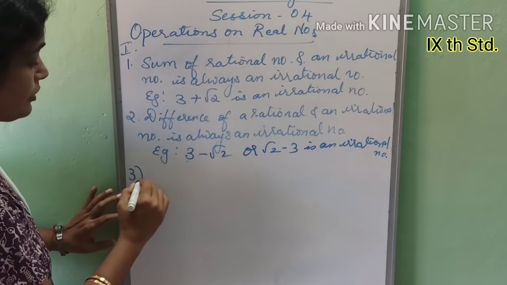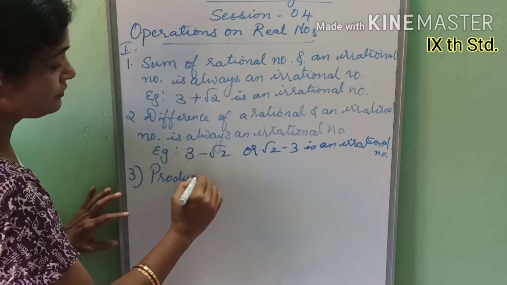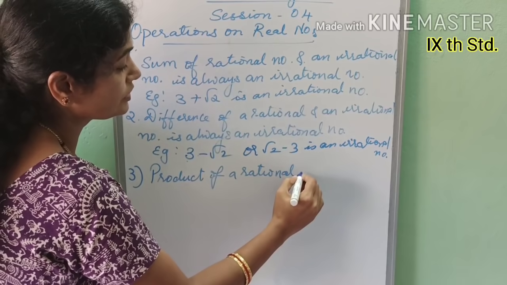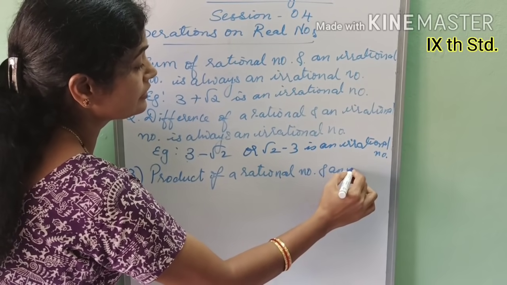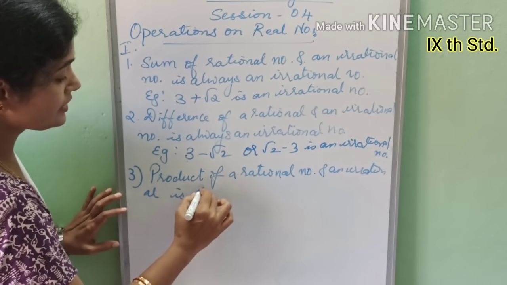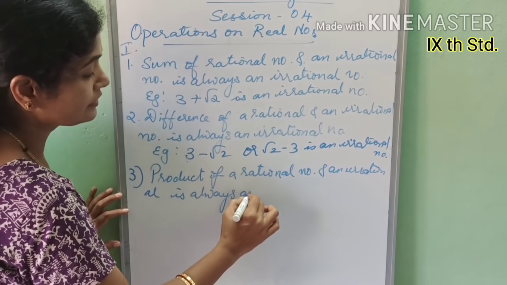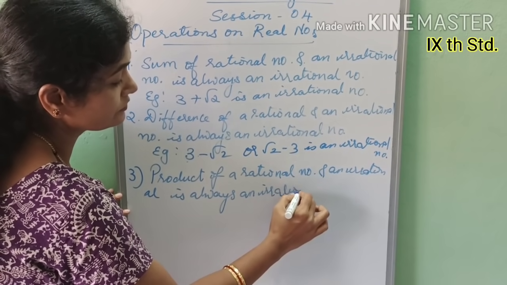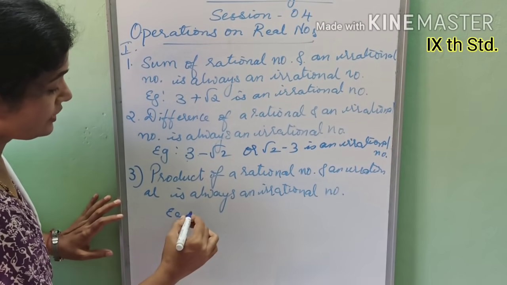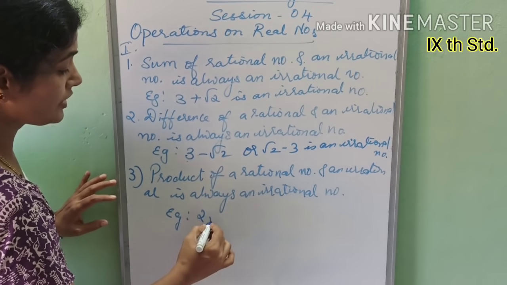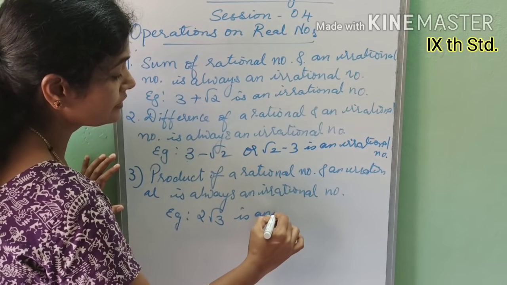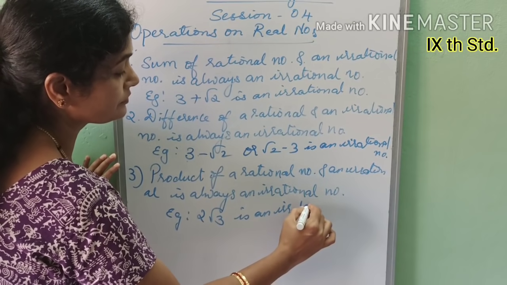Then the third one, the product of a rational number and an irrational number, is always an irrational number. For example, a rational number 2 and an irrational number root 3. The product of it is 2 root 3, so this is an irrational number.